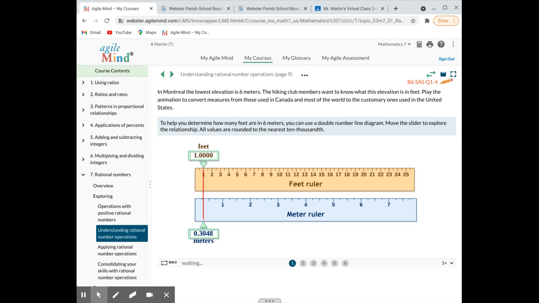So what do you notice about 1 feet? What is it in meters? What is 1 feet in meters? 0.3048. Perfect. So let's see what 1 meter is in feet.